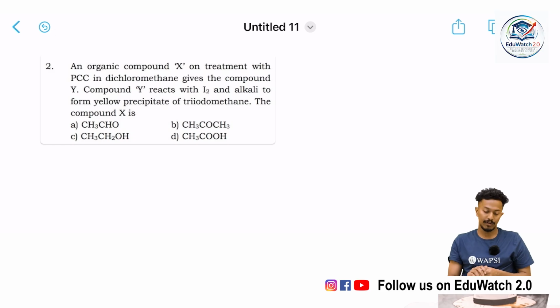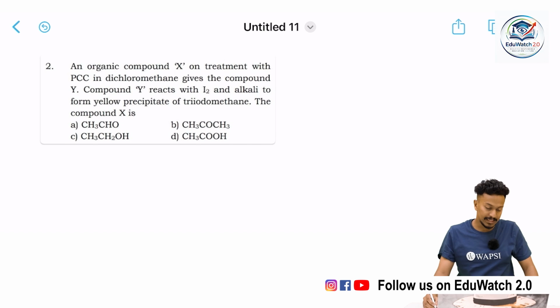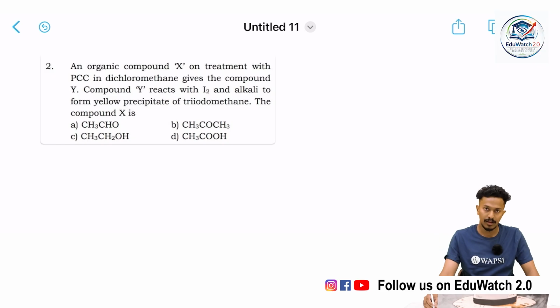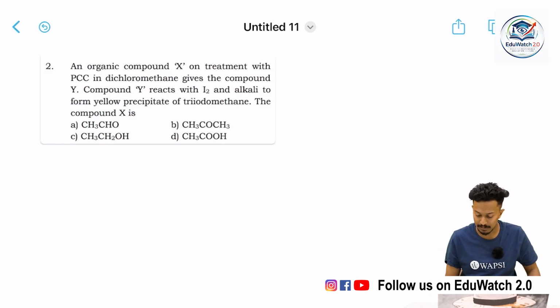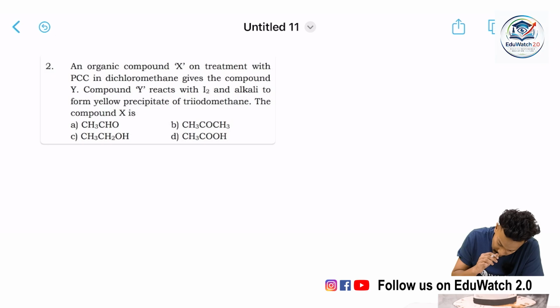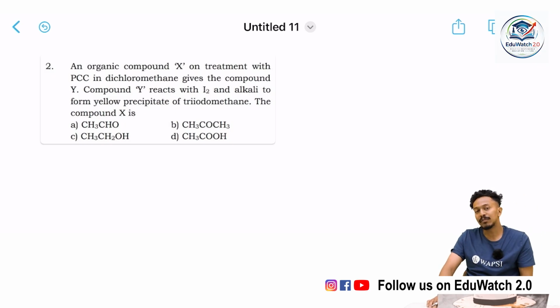Okay, we will move on to our next question. An organic compound X on treatment with PCC, pyridinium chlorochromate, in dichloromethane gives the compound Y. What is pyridinium chlorochromate? We have earlier discussed that it is a mild oxidizing agent. Compound Y reacts with I2 and alkali to form a yellow precipitate of triiodomethane. We have to find out what Y is, and from that find X.